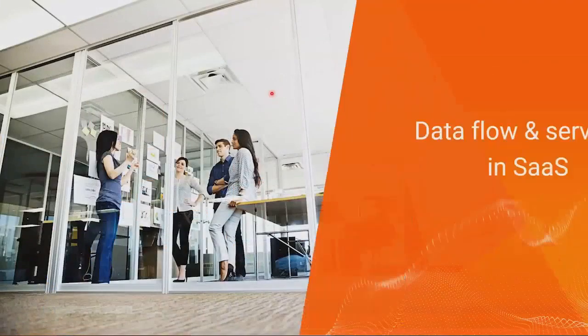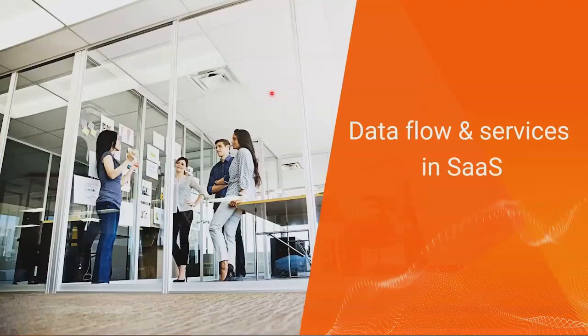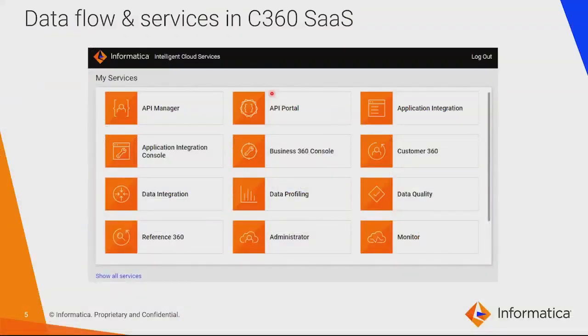Moving on, let's look at the data flow and services in SaaS. There are a lot of microservices and applications or chiclets that are available at your disposal in the IICS platform. Here's a screenshot of an org and the services that are available for this specific user. This screen may look different for different users, and that is totally dependent on your access privileges as well as the licenses.